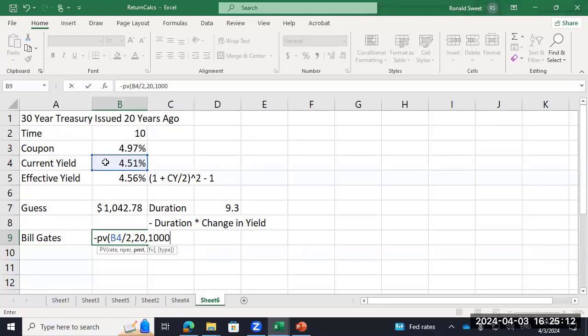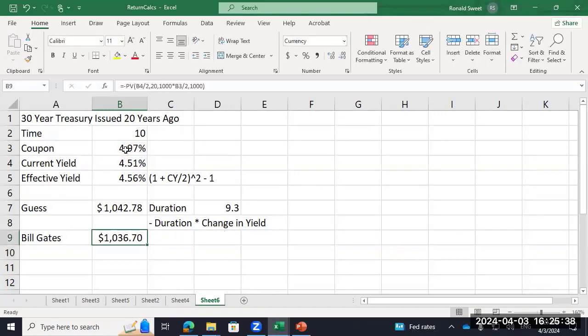It's going to be $1,000 times the coupon, and then what else do I have to do? One last adjustment. Divide by 2, right? Because it pays twice a year. Then what's the future value? What's the maturity value? $1,000. All right, so I wasn't too far off, but kind of in the ballpark.